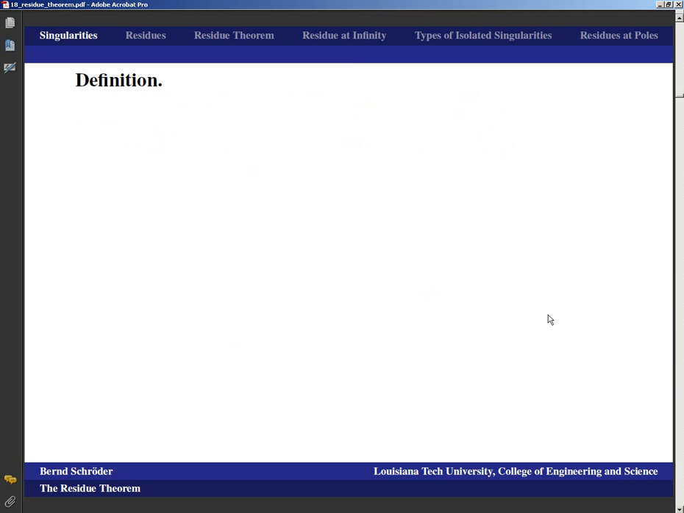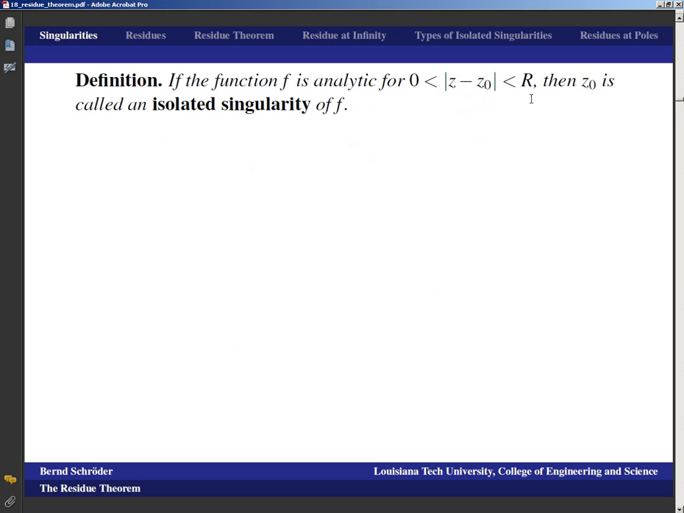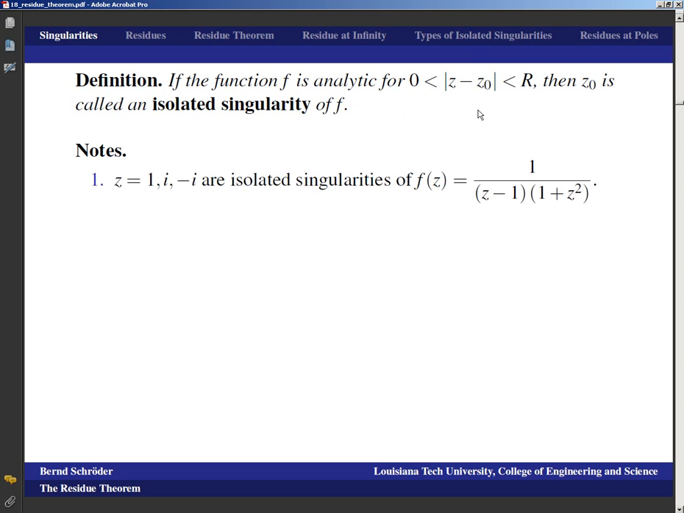Okay, so the definition that is underlying these ideas is that if a function is analytic for 0 < |z - z0| < r, then z0 is called an isolated singularity of f. Now, the function may still be analytic at z0. We'll talk about what kinds of isolated singularities we have later on, but right now we're just going to assume, and that's typically the assumption, that something goes wrong at z0.